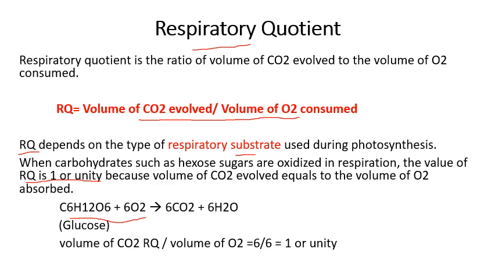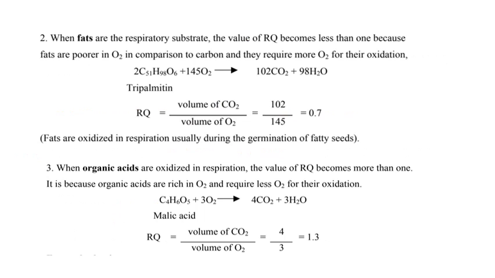Here glucose plus oxygen gives CO2 plus H2O. Here the volume of CO2 is 6 and the volume of O2 is 6. So 6 by 6 is equal to 1, or unity. When fats are the respiratory substrate, the RQ will be less than 1 because they contain more oxygen than CO2. So when we divide 102 by 145, we get 0.7, which is less than 1.